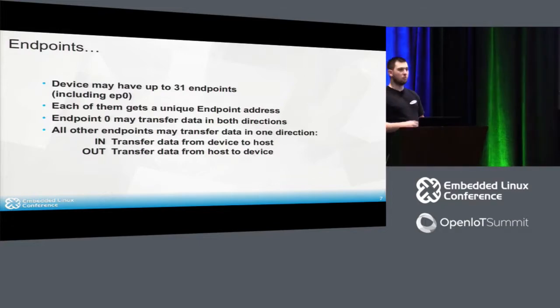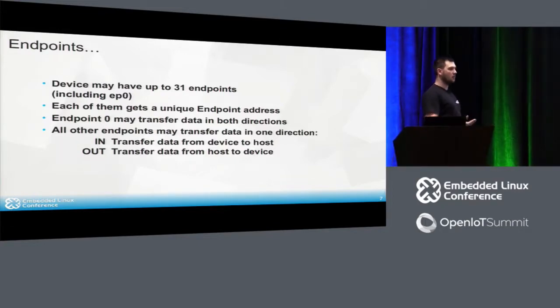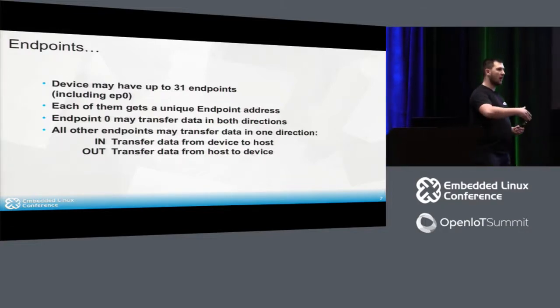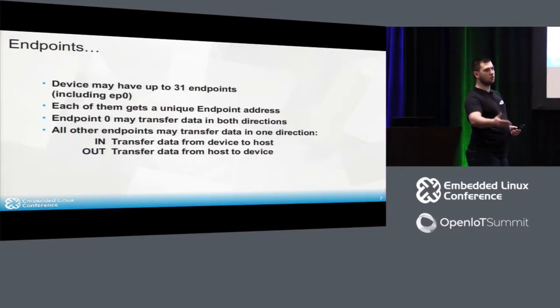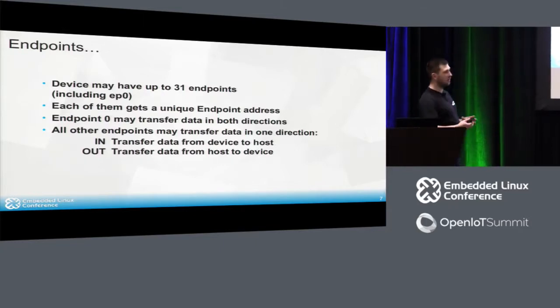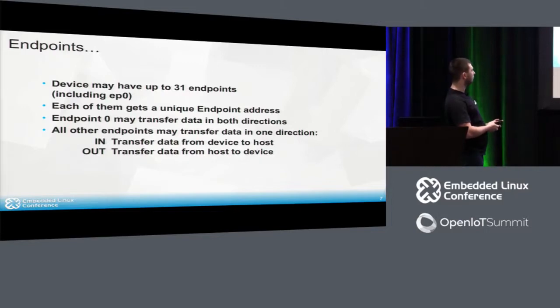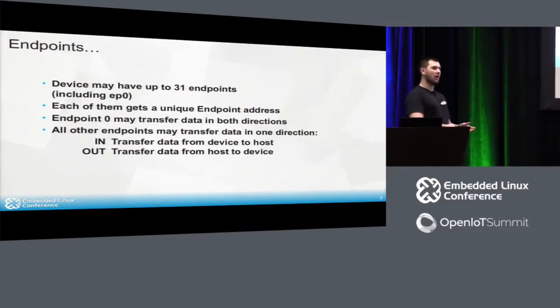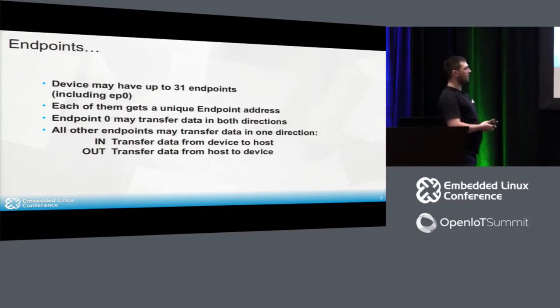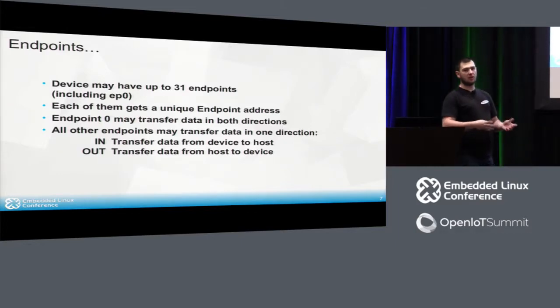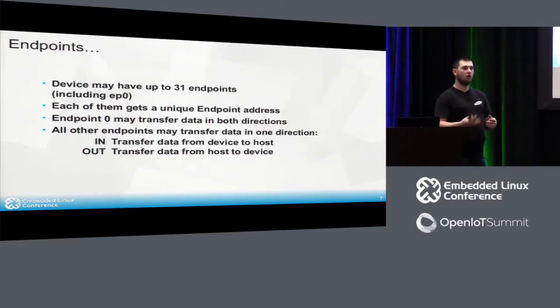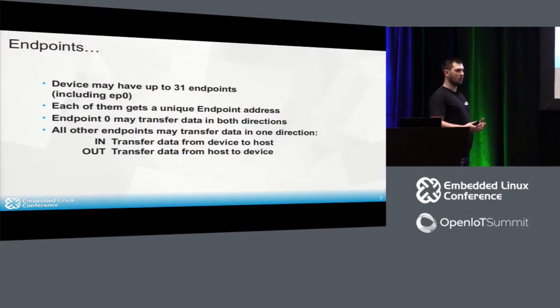Endpoints. The communication in USB always happens between the USB host and one of the endpoints of the chosen device. A single USB device may have up to 31 endpoints and not less than 1 endpoint, which is called endpoint 0. Each endpoint has a unique address, so we are able to identify them. Endpoint 0 is the only one which is able to transmit data in both directions. All other endpoints are unidirectional.